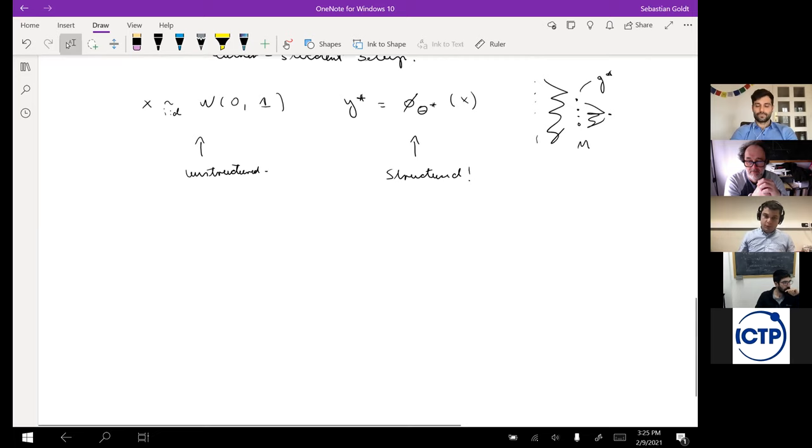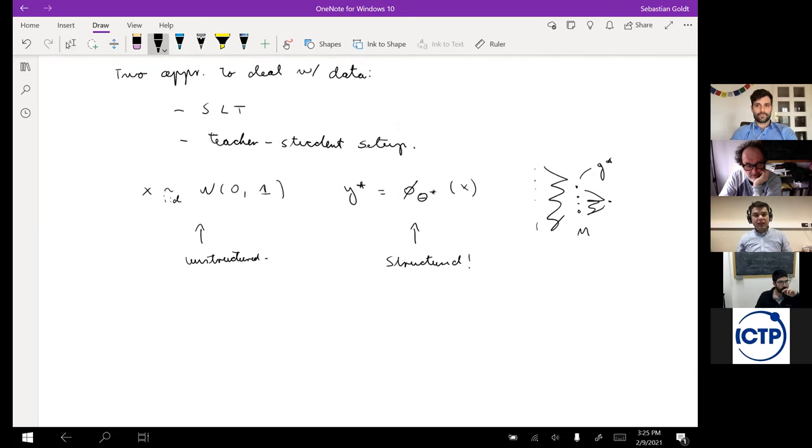Any questions? Very good. So actually, the structure usually is in the X, not in the Y, right? Yes, I mean, I would say there's structure usually in both, right?